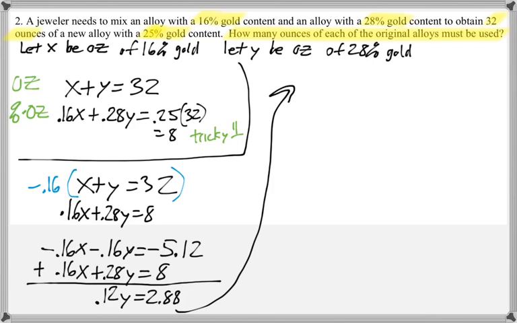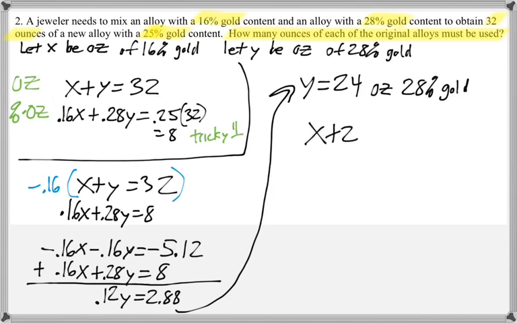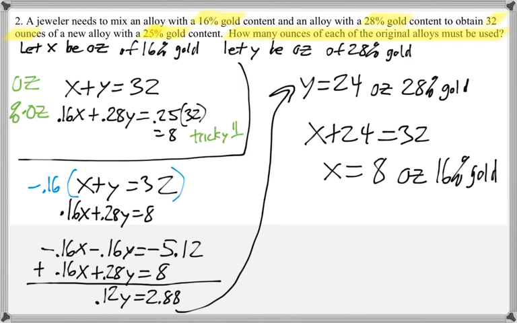So if I divide both sides by 0.12, then y is going to be equal to 24. So 24 ounces of 28% gold. And then if I just plug that into this original one over here, then x plus 24 is equal to 32. And if you subtract 24 from both sides, then you get 8. So this will be 8 ounces of 16% gold.